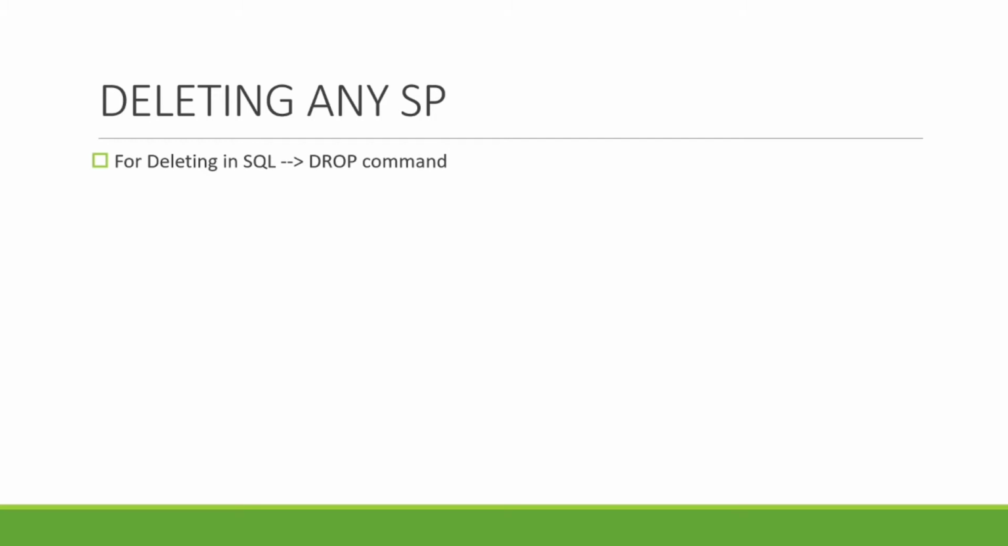Previously in SQL, we have seen that if you have to drop or delete any column or even any table, we use the drop command. Here also, in the case of a stored procedure, we use the drop command. The command is drop, then the name of the procedure. If you have created a procedure earlier by the name of, let's say, test, and you write the command drop test, then that stored procedure and all its functionality will get deleted.